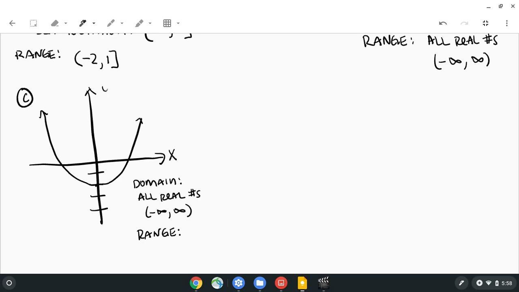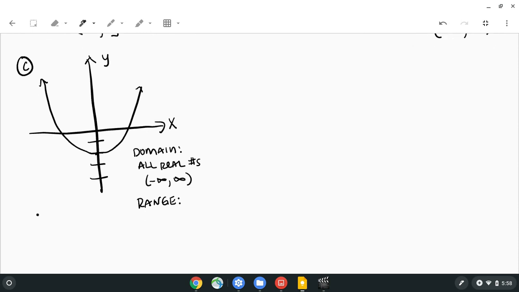These are my x values, these are my y values. The lowest I ever get is right here, -2. So that's my lowest number. So it goes from -2, but it does go towards positive infinity. So that would be my range. Again, remember the range are the y values.